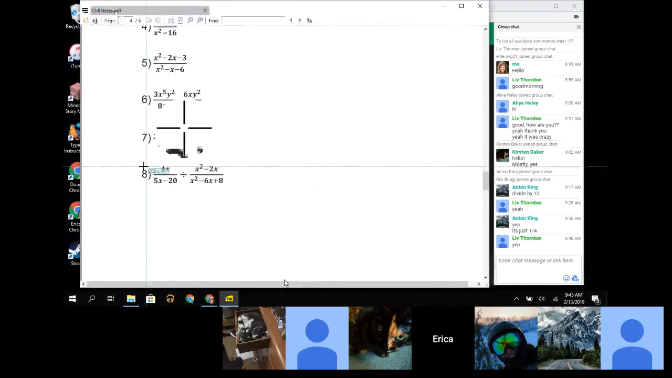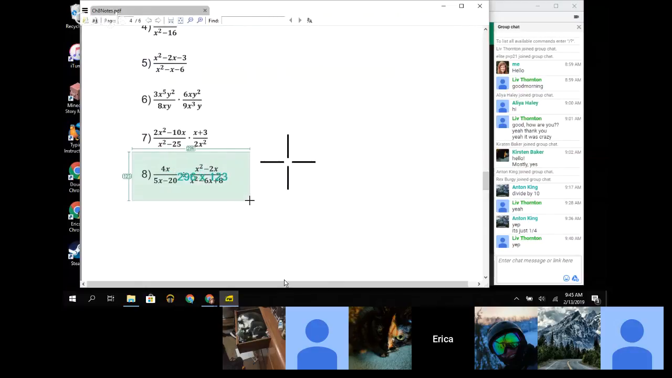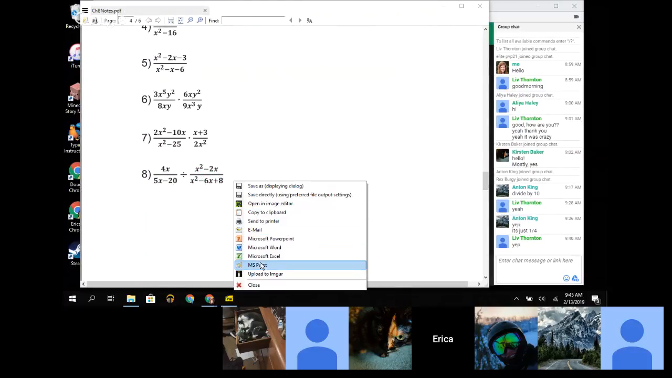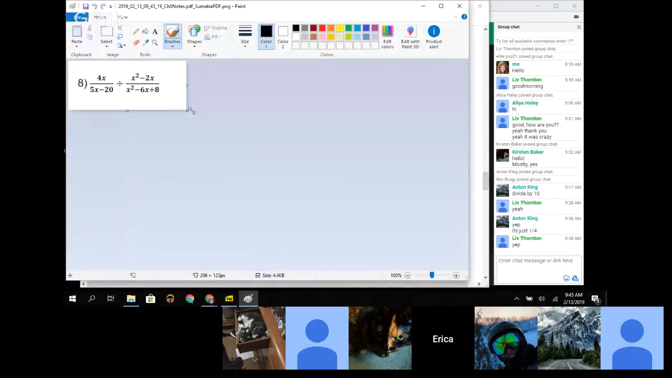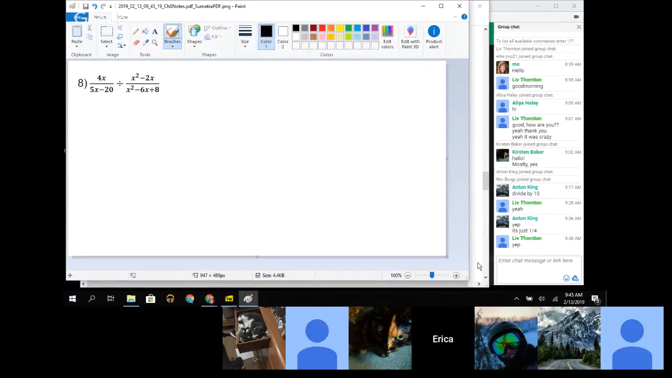All right, so number 8 is our last one. This is the first one we've done like this. What happens if you have division? Who remembers the rule? If you're dividing by a fraction, what do you do?